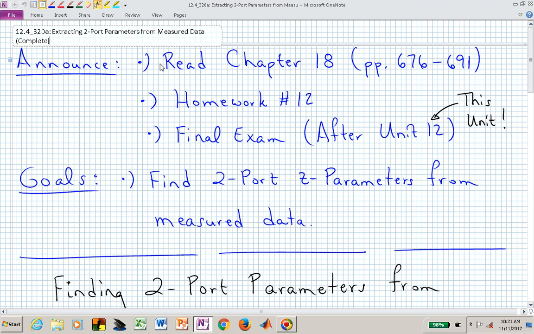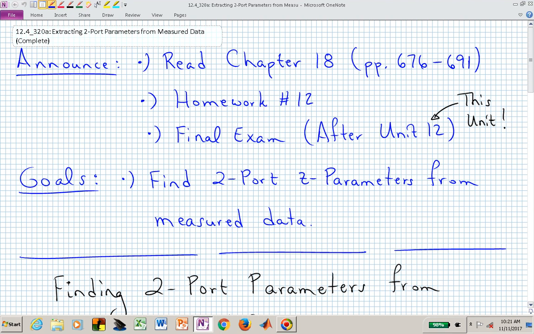We're in Unit 12, which is our two-port parameter unit, and there is a homework assignment due at the end of this unit, and we're dealing with material from Chapter 18, and the final exam is coming soon.